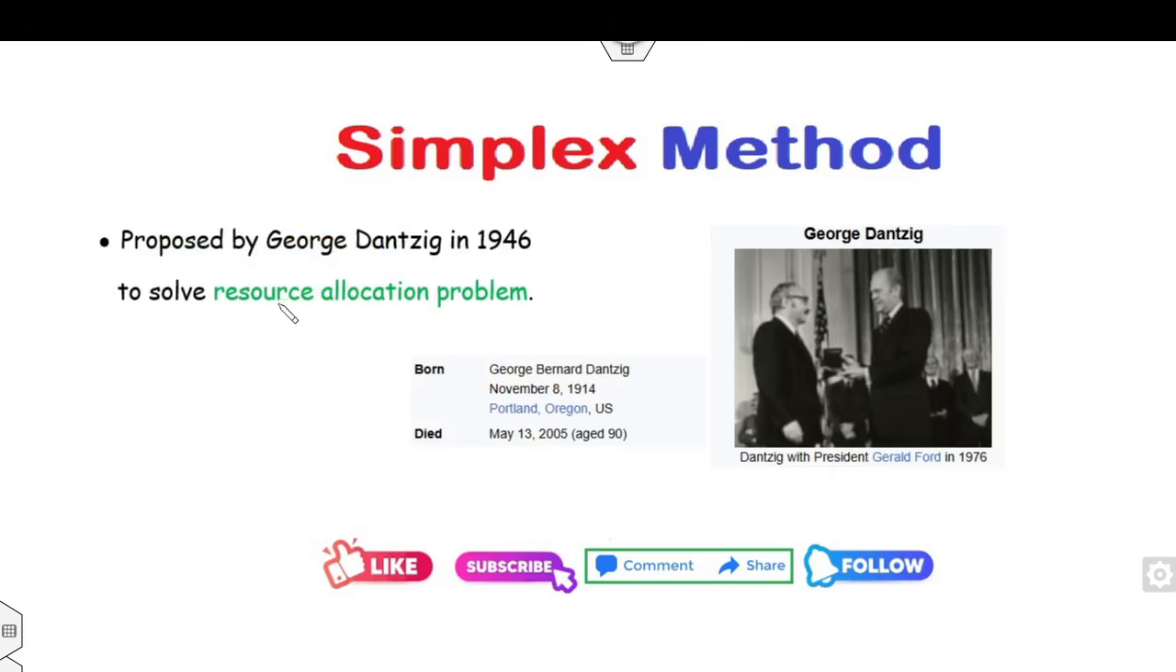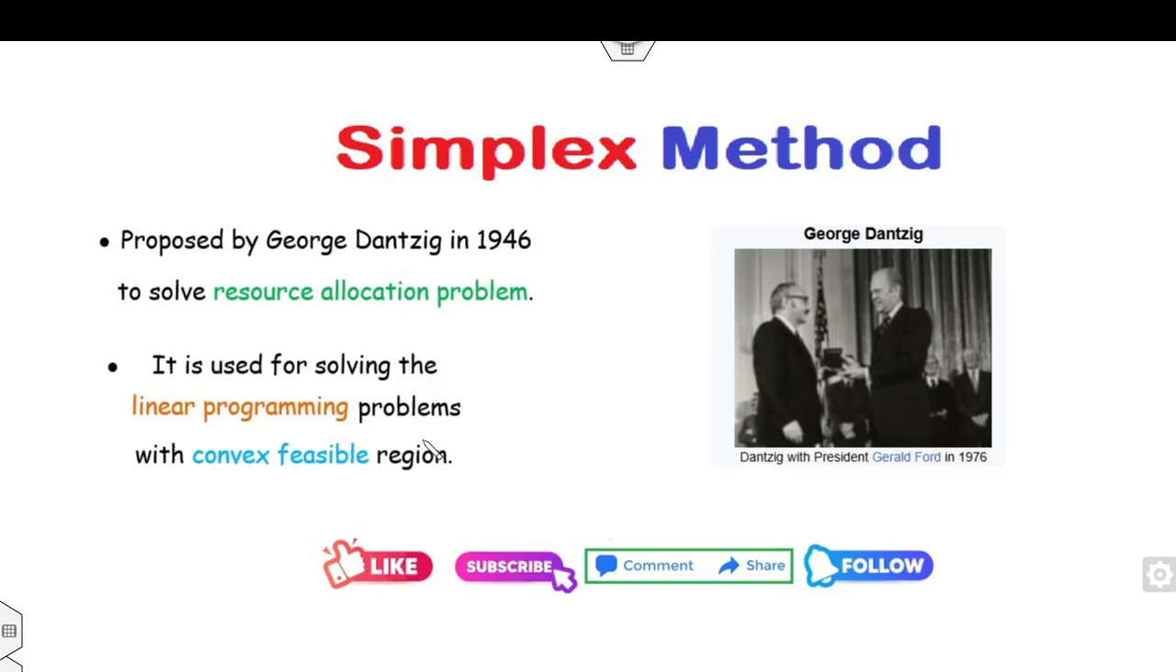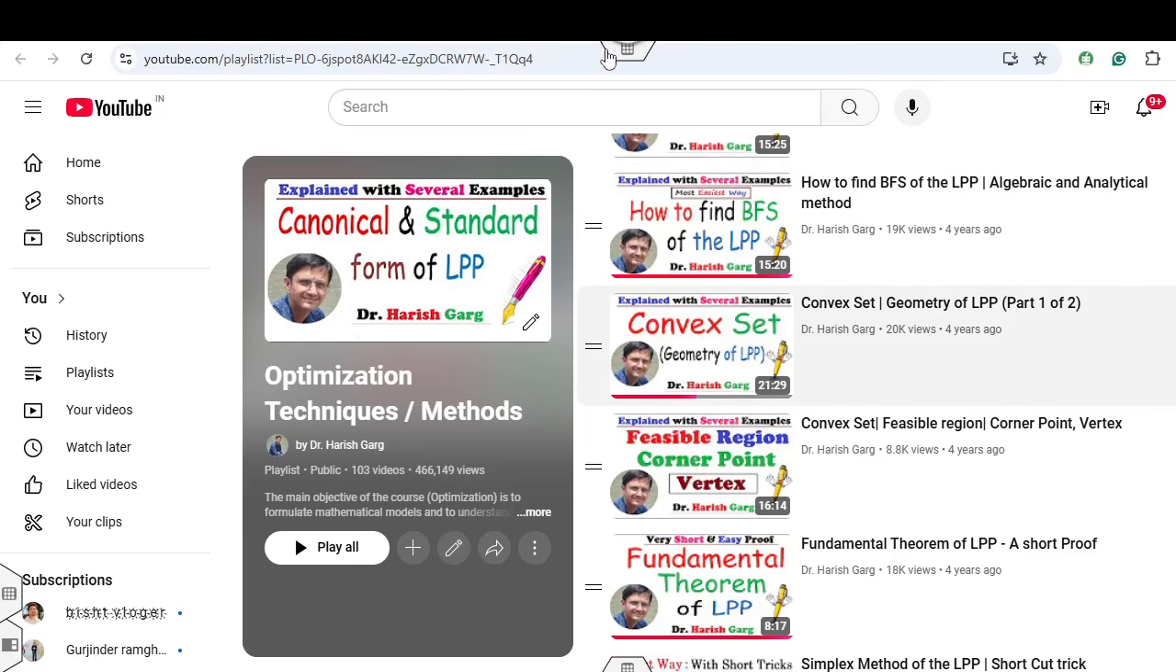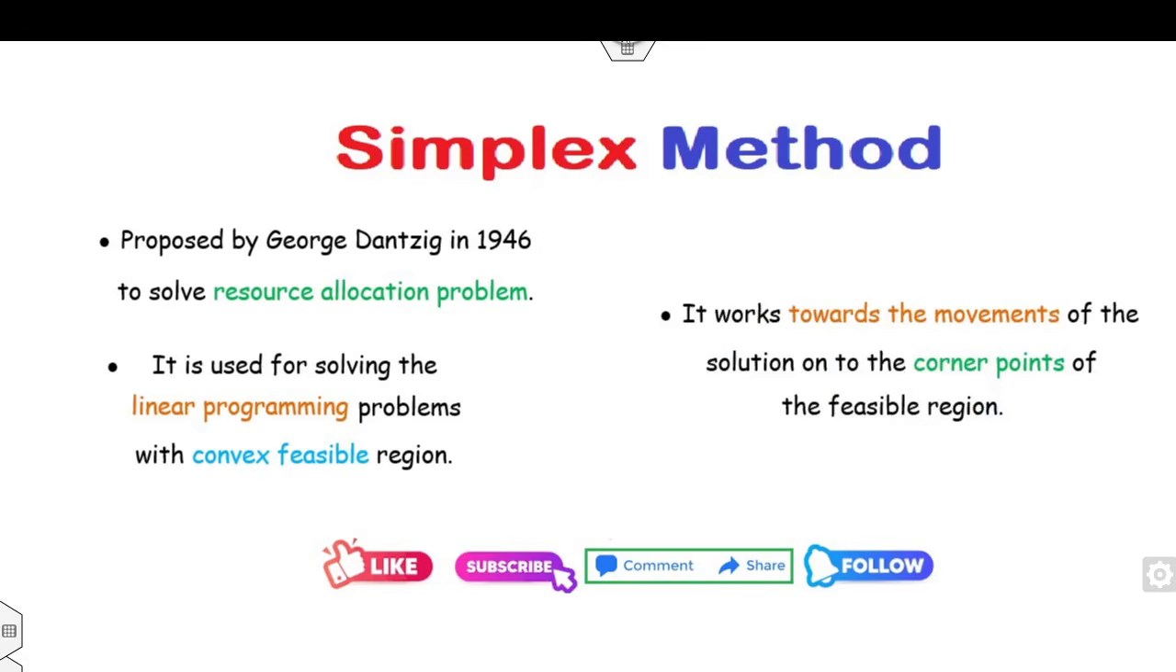The simplex method was first proposed by Dantzig in 1946, who was born in 1914 and died in 2005. This method is basically used for solving linear programming problems whenever your feasible region is convex. How can you check whether the feasible region is convex? I suggest you watch my lecture on the convex set and the feasible region. Again, this method works by moving the solution around the corner points of the feasible region.